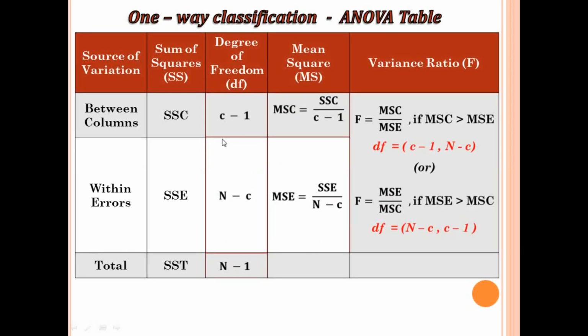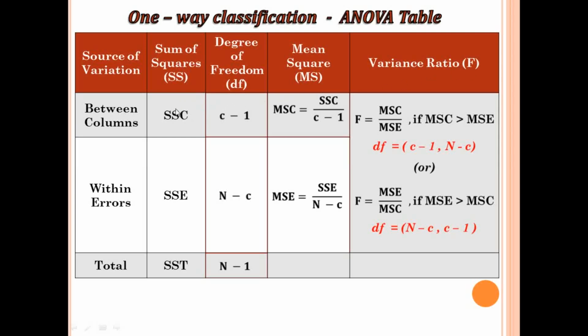Next we will discuss the one-way classification ANOVA table. Here we consider five different categories. First, the source of variation. Another one is sum of squares, denoted by SS. The third one is degrees of freedom, denoted by DF. The fourth one is mean square, denoted by MS. And the last one is variance ratio, which is nothing but the F test.